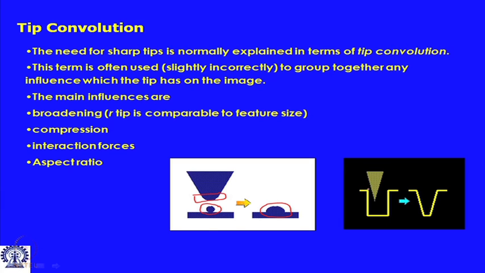Or if you have a deep trench like this and you have a tip which cannot go in because of confinement or fouling over here, the effective geometry you will see will be something like this. So, this effect, I would say, is some sort of an artifact that gets generated because of the geometry of the tip, which can be because some geometrical dimensions of the tip are comparable to the feature size. That can be one of the problems.